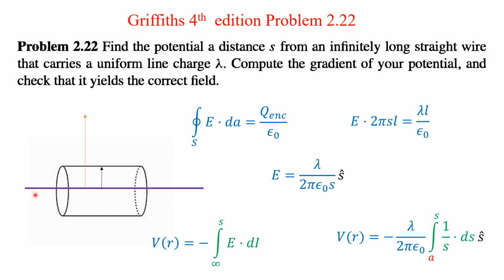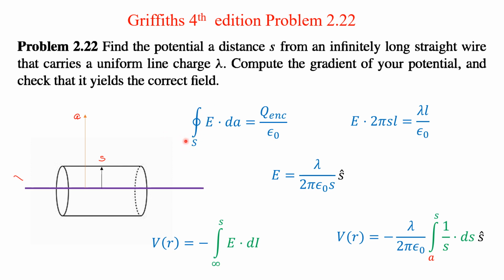Before that, I will explain the problem. You have an infinitely long wire, which I have shown in violet color. I am considering a cylindrical shape at a distance s from this wire. Since the wire itself is uniform, I am taking an arbitrary distance a, small a. The charge is lambda, the line charge per unit length.